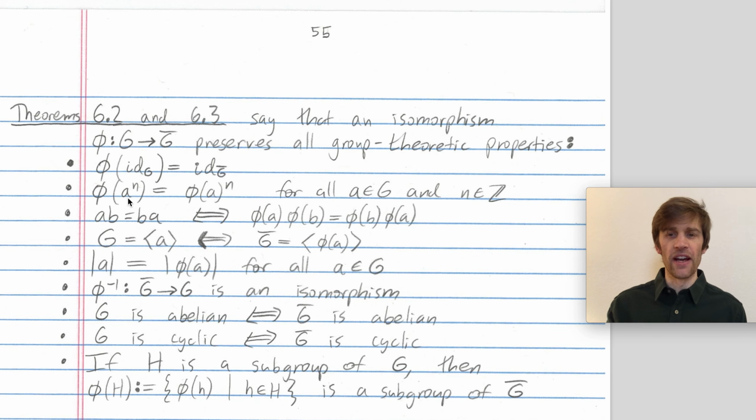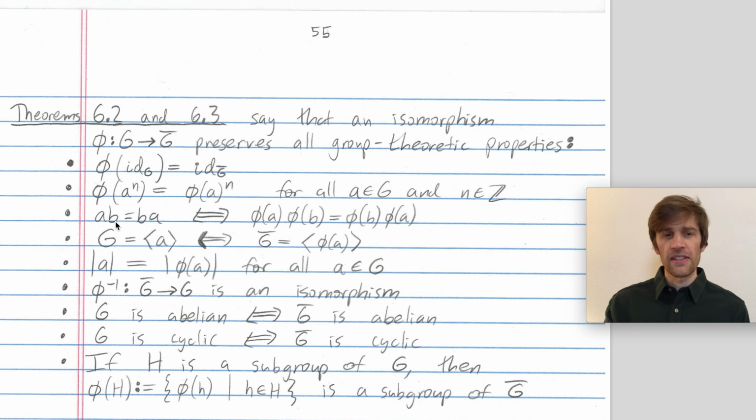Similarly, if you raise an element A to the nth power and then map it over, that's the same as mapping it over, phi of A, and then raising phi of A to the nth power for any inputs A in our first group and powers n.